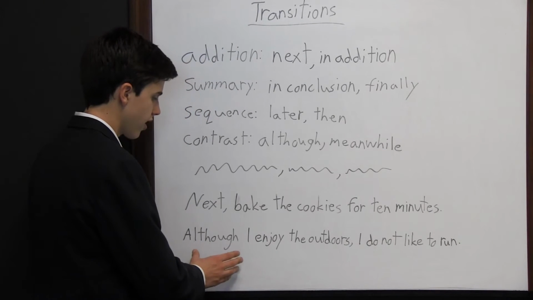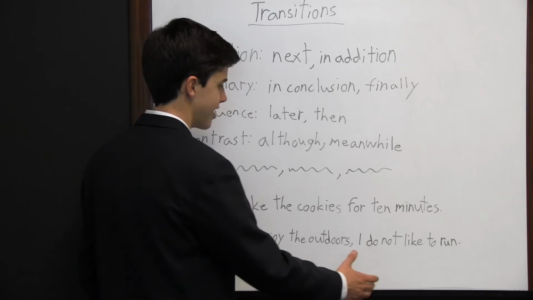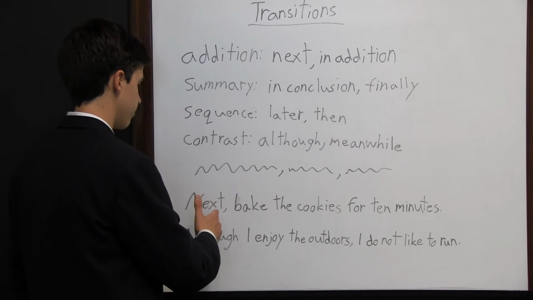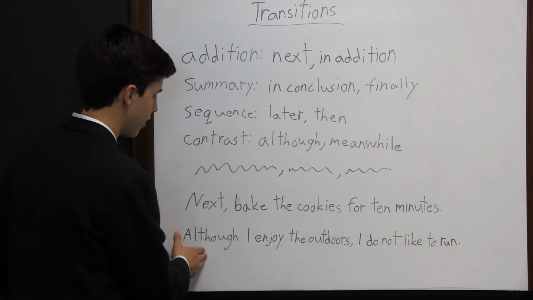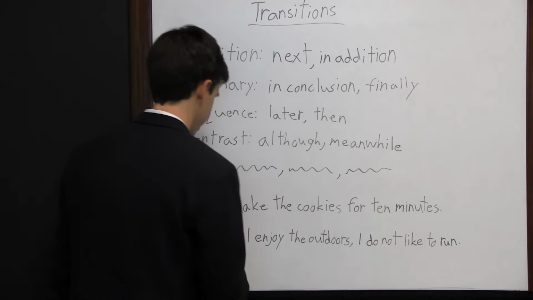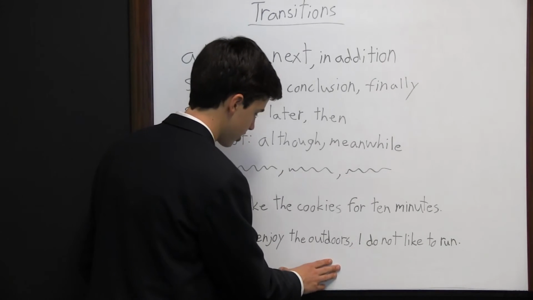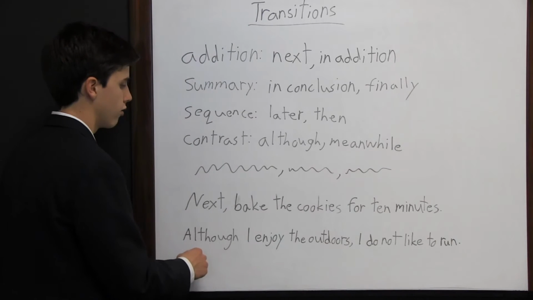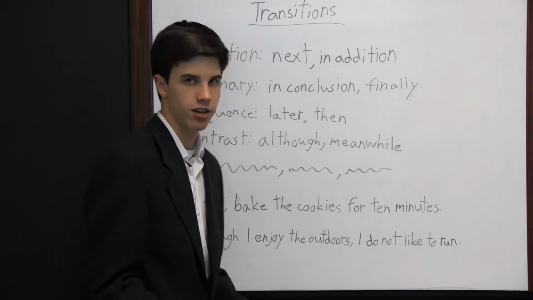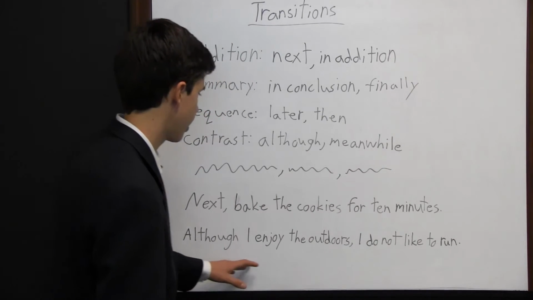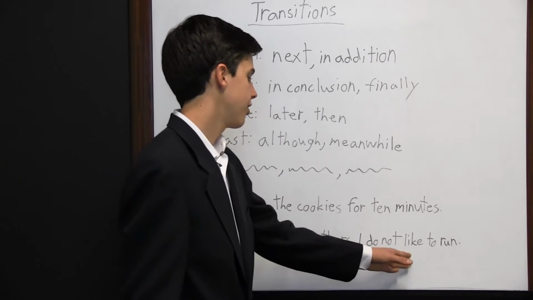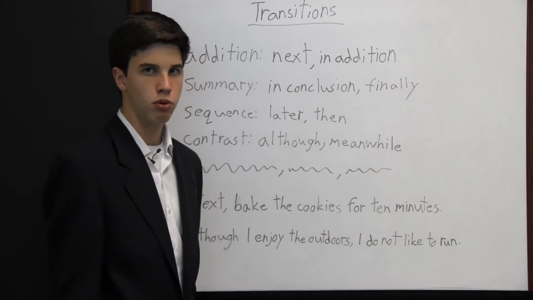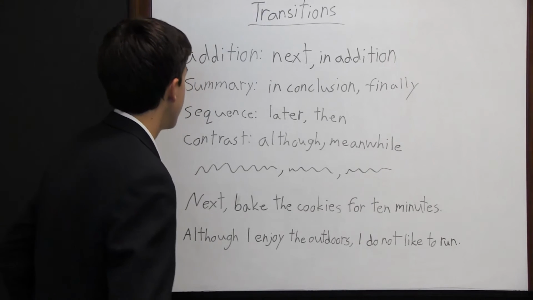Now, notice that in certain cases, you have to continue the sentence for it to make sense. Like here, it wouldn't matter whether "next" was here or not. But since you've put "although" right here, you have to finish the sentence. You couldn't say, "Although I enjoy the outdoors." Because "I enjoy the outdoors" makes sense by itself, but once you add "although" to it, you're telling the reader that there's something else that needs to come. So after you put, "Although I enjoy the outdoors," you have to put, "I do not like to run" to finish out the sentence.